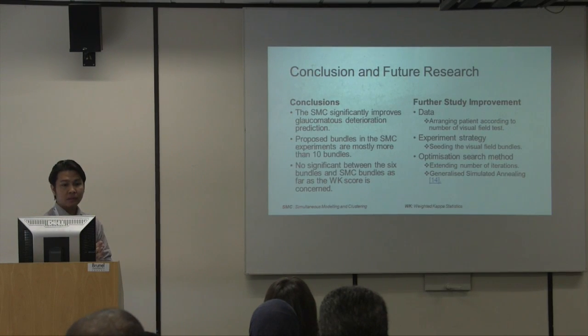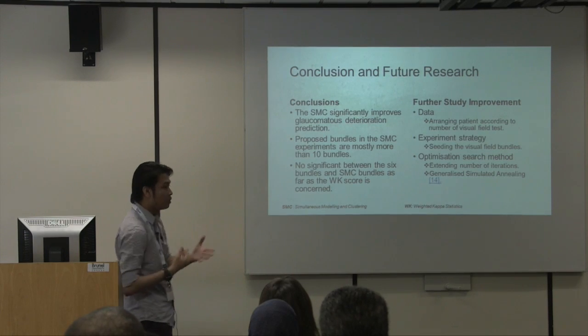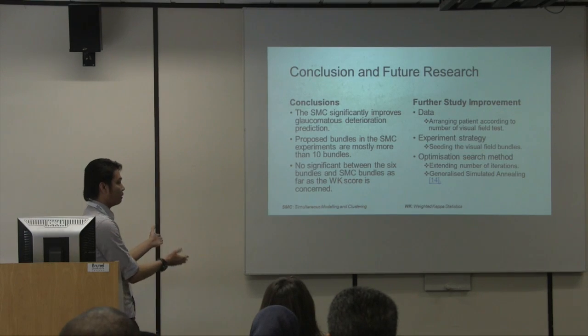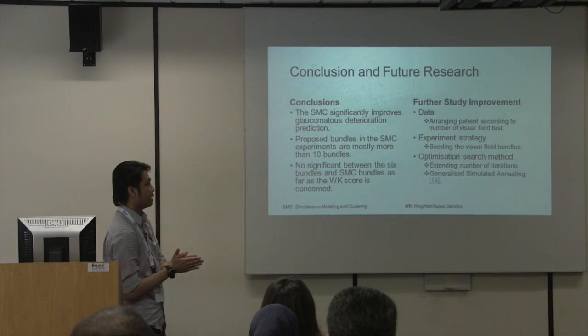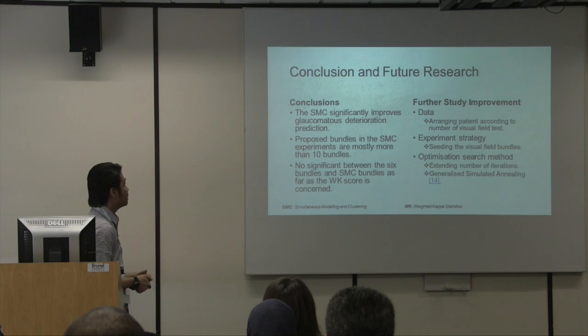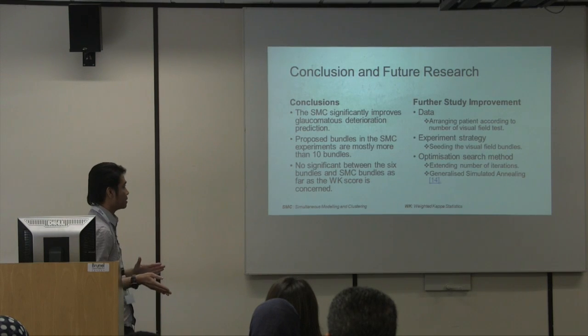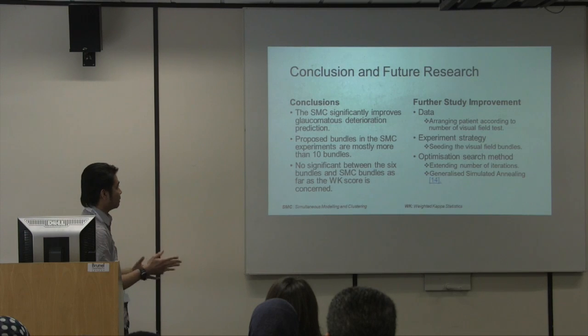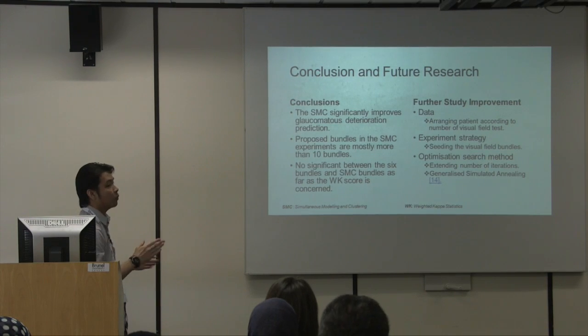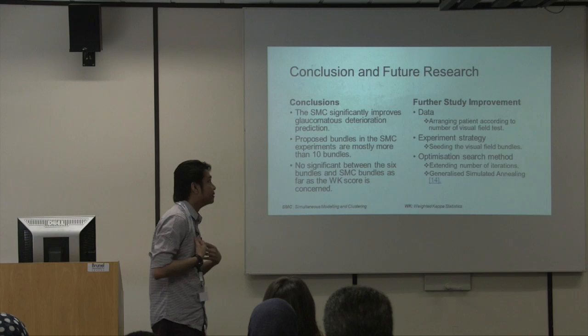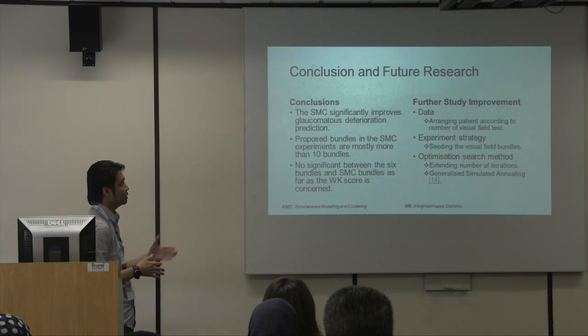So for the conclusion, I can conclude that our method is very significant in improving glaucoma deterioration prediction, because it improved quite a lot. It's not 10%, but it's 10% for multinomial, and the best I got is about 89% prediction. And we found that the proposed method mostly finds more than 10 clusters, compared to the six bundles that are commonly used. And there is no significance between the six bundles and SMC bundles as far as the weighted kappa score is concerned. And based on my results, I feel I could improve the prediction by these three.